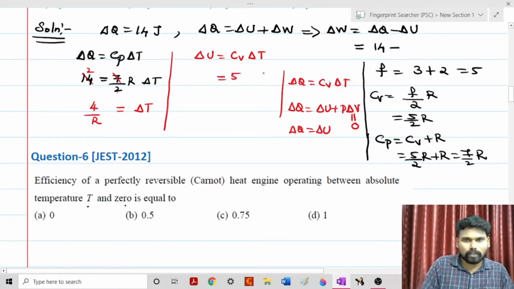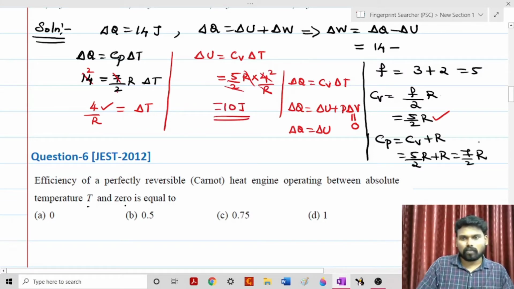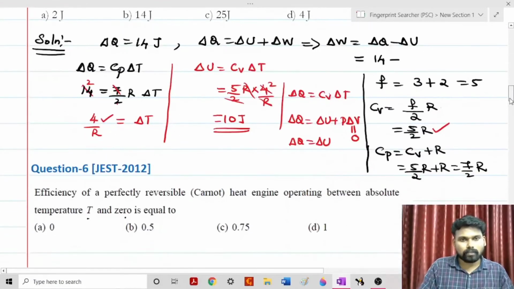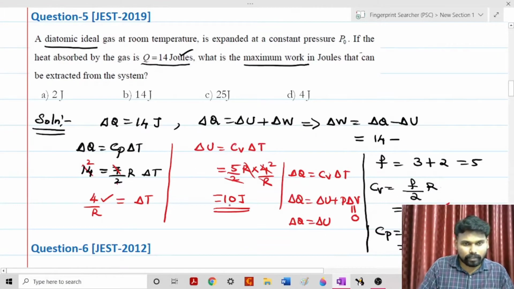CV is 5 by 2. We have here CV 5 by 2 R into delta T. We have got it from here, it is 4 by R. So what will be the final value? 2, 4 cancels 2. It is 10 joule. This is the maximum available work. 10 joule is the answer. Sorry, it is delta U only.